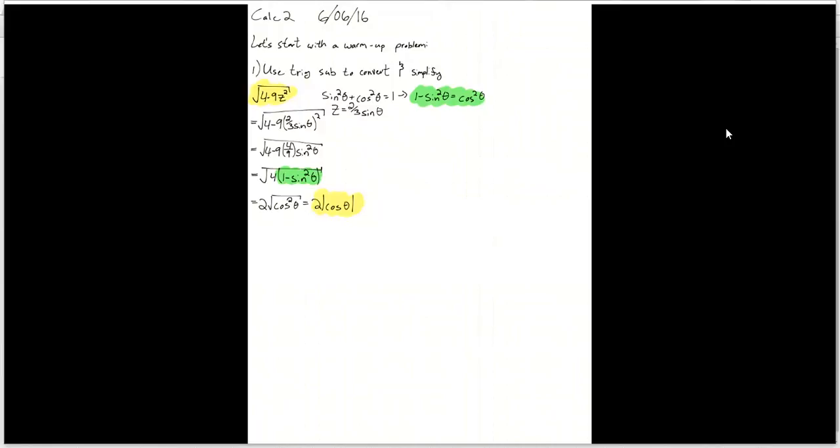Okay. So I'm going to go ahead and write another problem down and give you a few minutes to work on it. So we have the integral of 1 over the radical of 9 minus x squared dx. So go ahead and take a few minutes on that.